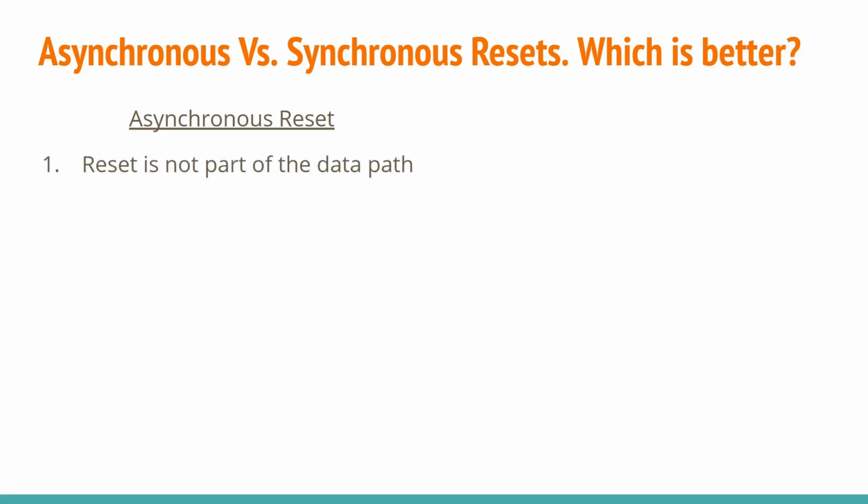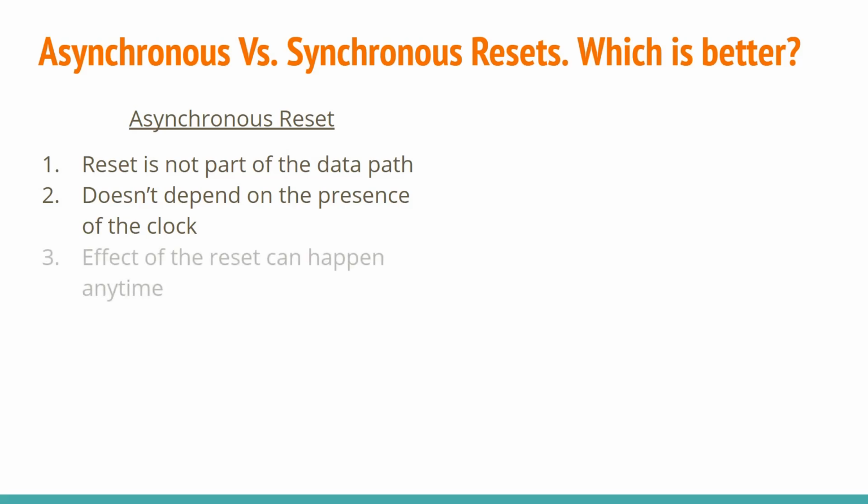So asynchronous reset is not part of the data path, and this you may have learned during your master's digital design course. Second, asynchronous reset doesn't depend on the presence of the clock, meaning you can reset a part of the circuit that has asynchronous reset even in absence of the clock. The effect of asynchronous reset can happen anytime, which means anytime asynchronous reset becomes active, the circuit that's hooked up to it is going to immediately get reset.